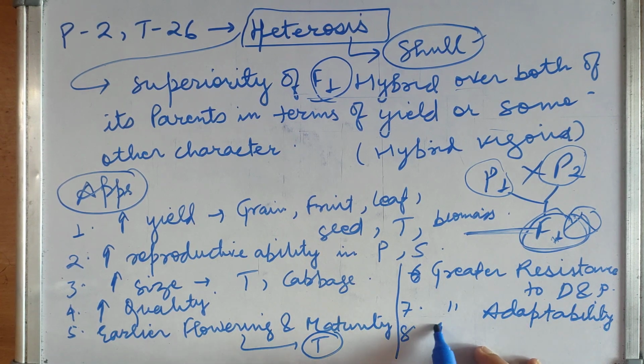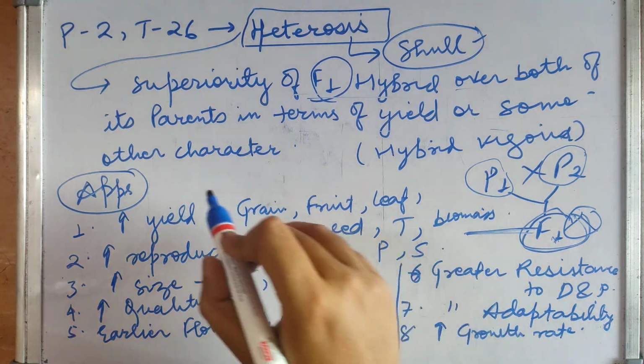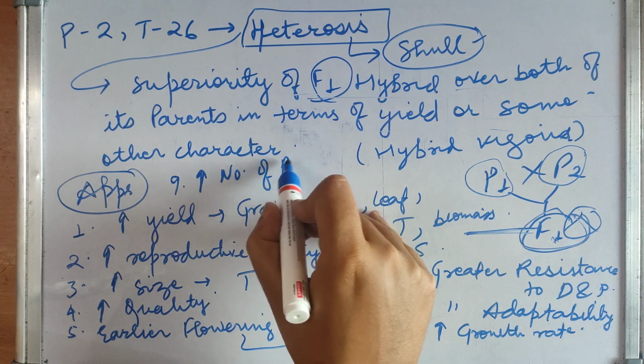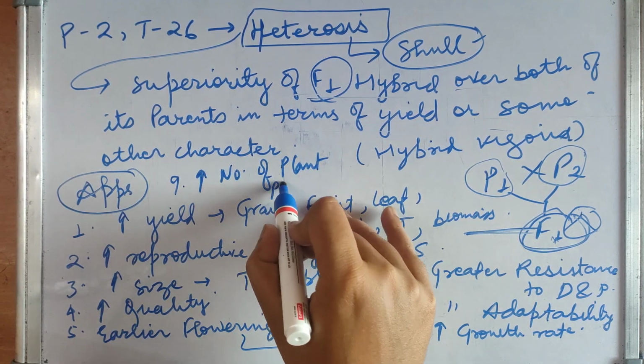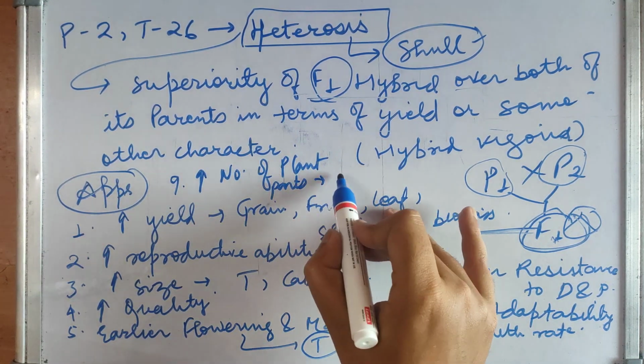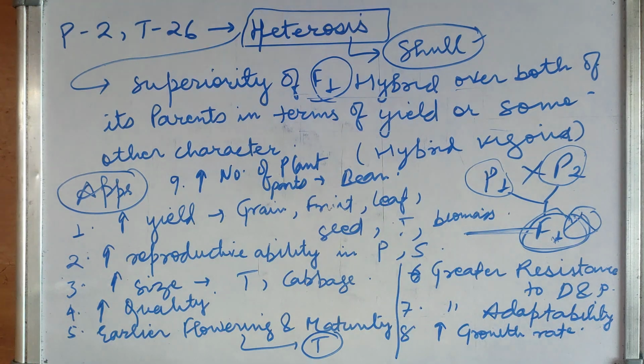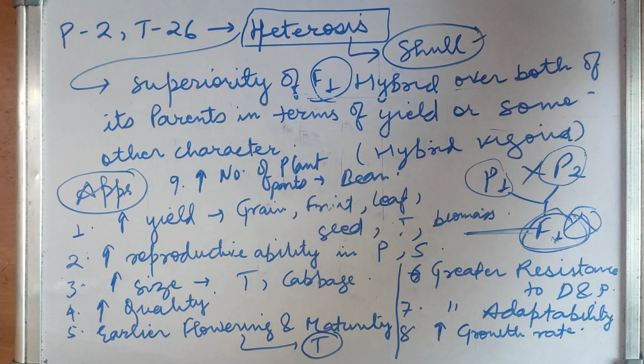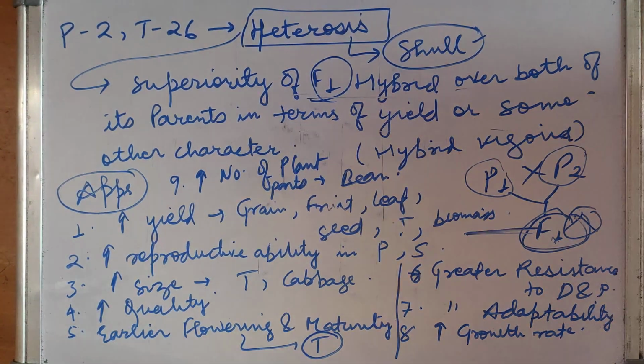Faster growth rate, high growth rate. Number 9, increase in number of plant parts. Example can be seen in hybrid varieties of bean. So this is what heterosis is and what the applications of heterosis are.